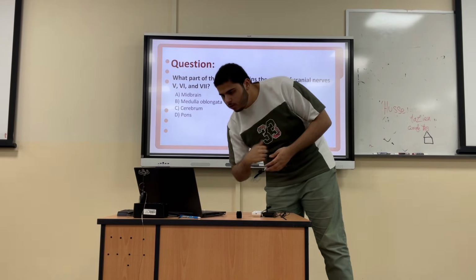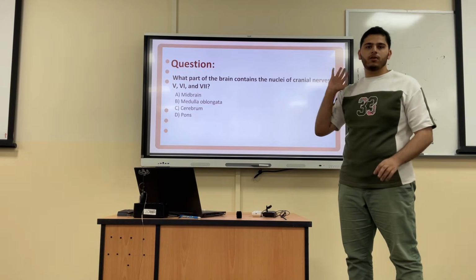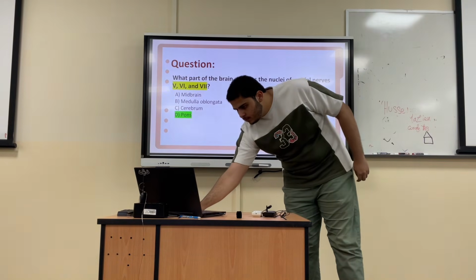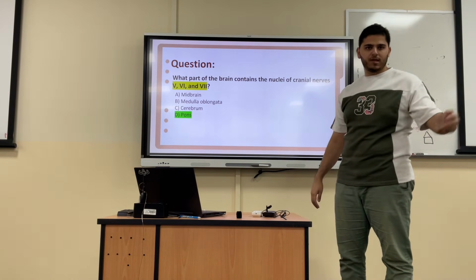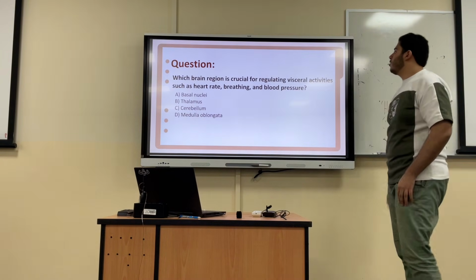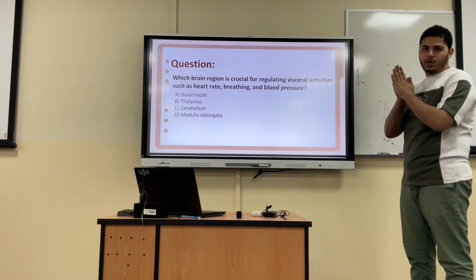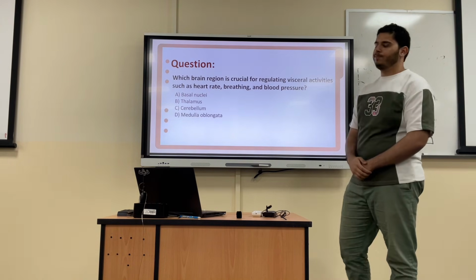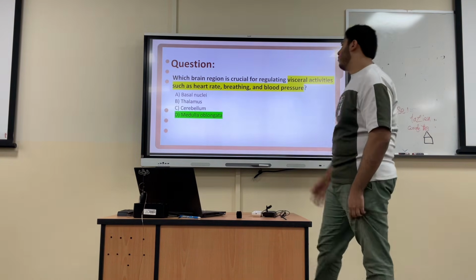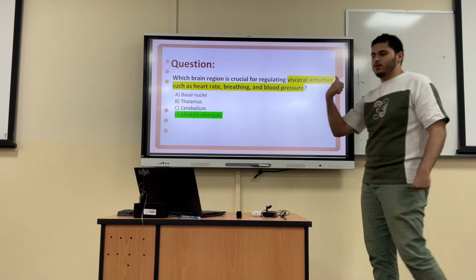Moving on, we also have another question. Which part of the brain contains the nuclei of the cranial nerves 5, 6, 7? Let's see the answer. Pons. As I said, 3, 4, 5, 6, 7, 8, 9, 10, 11, 12. That's it. Which brain region is crucial for regulating visceral activities such as heart rate, breathing, and blood pressure? The answer, of course, is the medulla oblongata. As I said, it works with the hypothalamus to restore homeostasis with these important visceral centers.